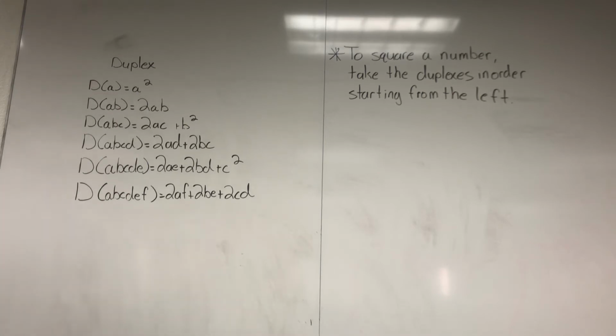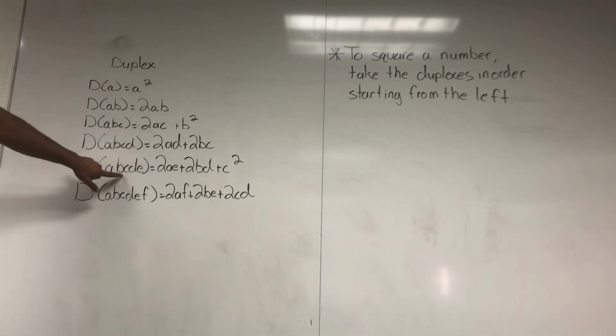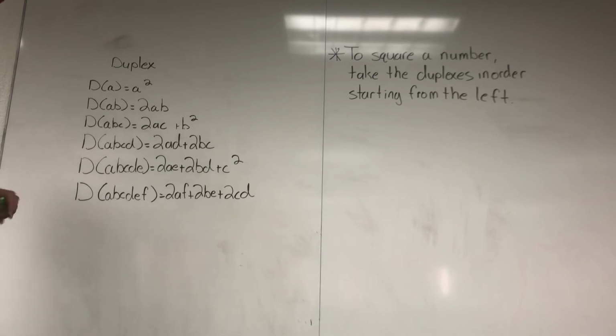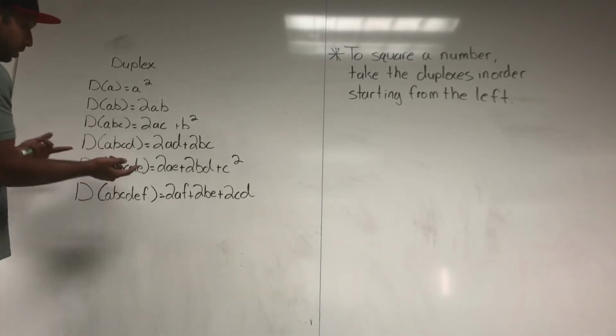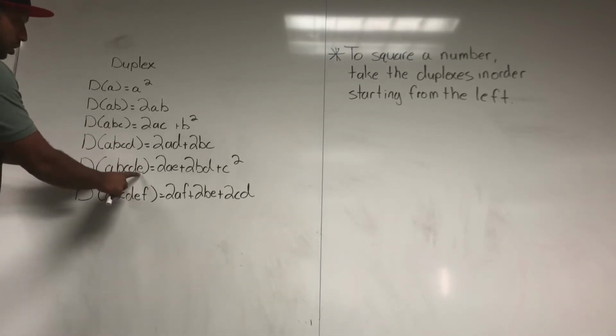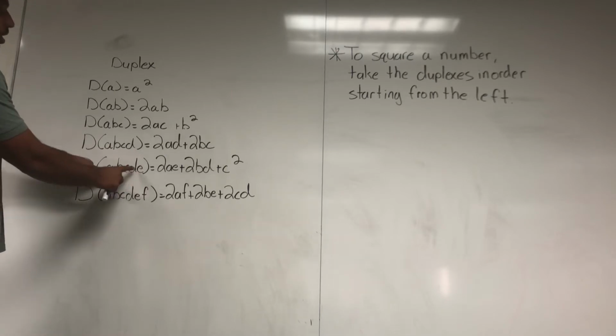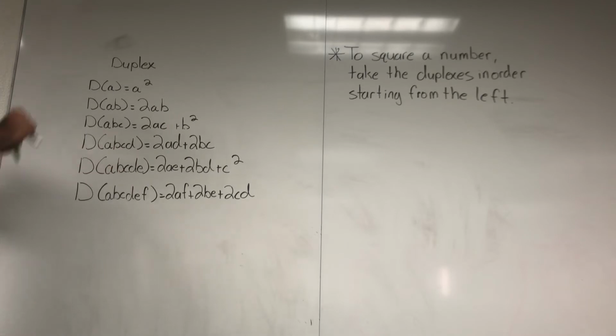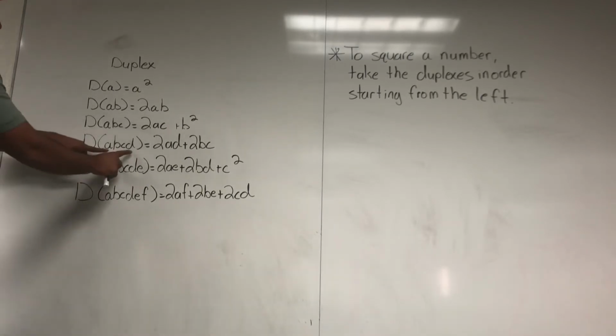So what happens if there's an odd digit? We have a C right here, but what happens if there's an odd digit in the middle? Well, I follow the pattern. The duplex of a 5-digit number is 2AE plus 2BD. If I have a lone guy in the middle, it's C squared. It's the middle thing squared. That's it. Let's go up.